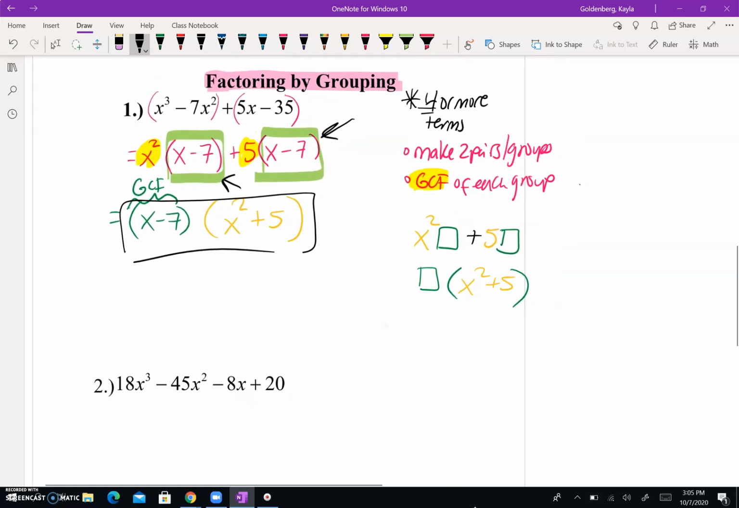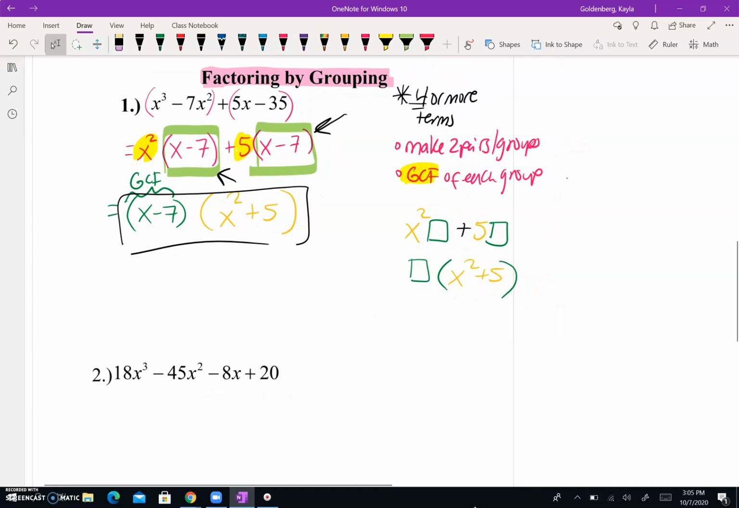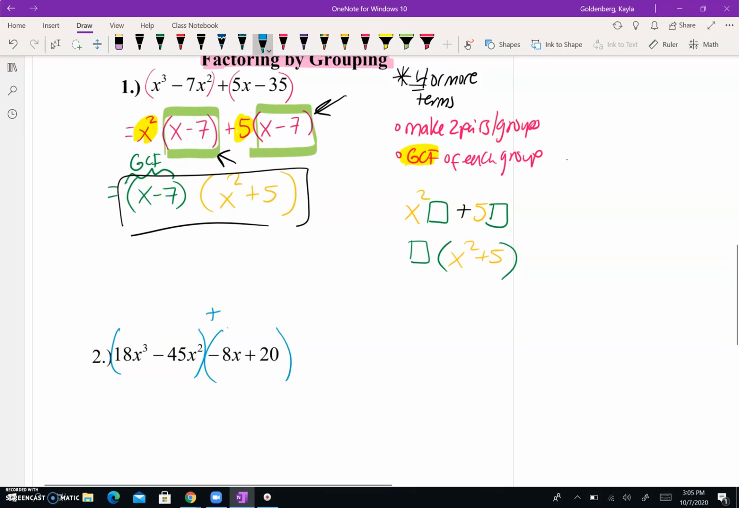So we're going to use that idea as we look at this next one. If I do the same first step and I make my 2 groups. Now this one's a little tricky with the minus sign. I'm going to give you guys the advice to group it with the minus sign, kind of put a little plus in between there. It makes it a bit easier to do.